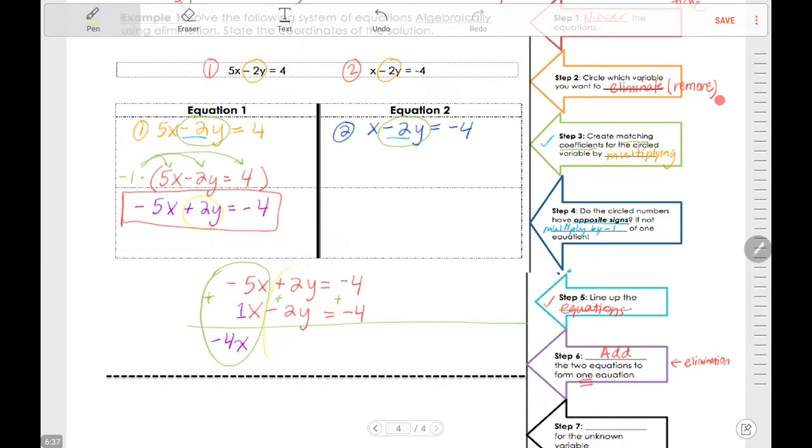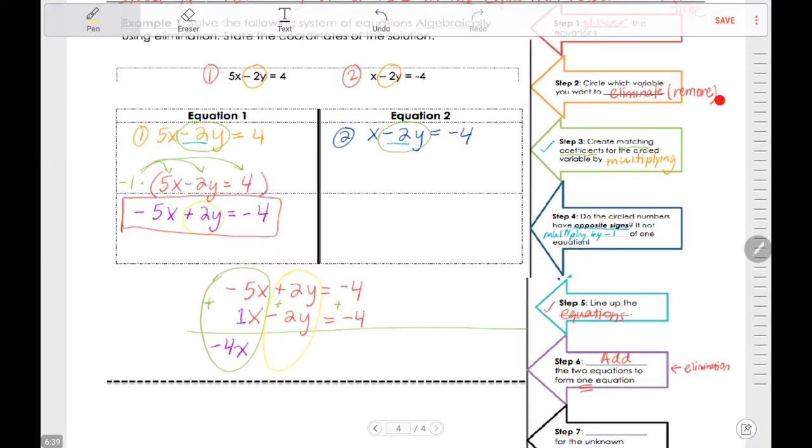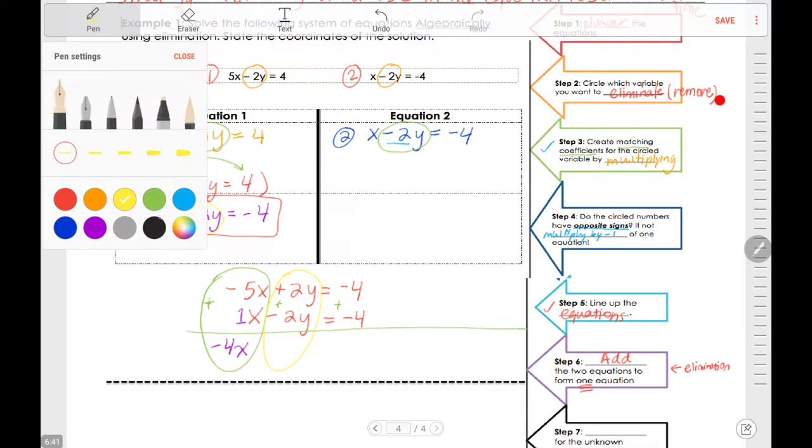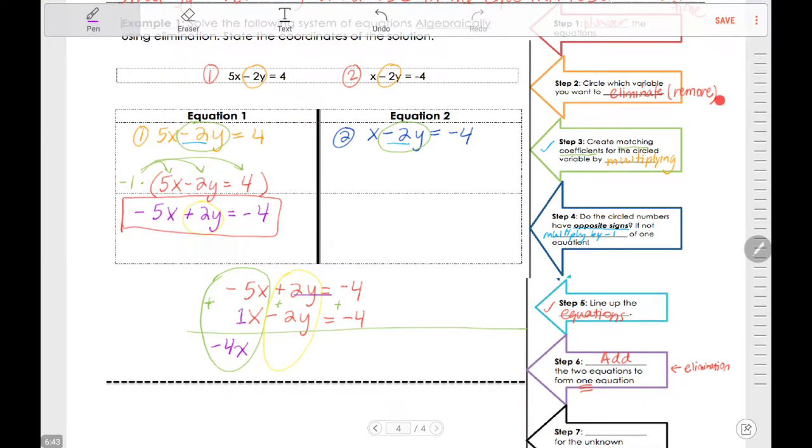The next two terms I'm adding up. Positive 2y plus negative 2y. Ooh, positive 2 plus a negative 2? Those are opposites. They cancel out. That ends up being 0. Okay? So I'm not going to write the 0 there, but they just cancel out. Those terms go away. I'm bringing down my equal sign.